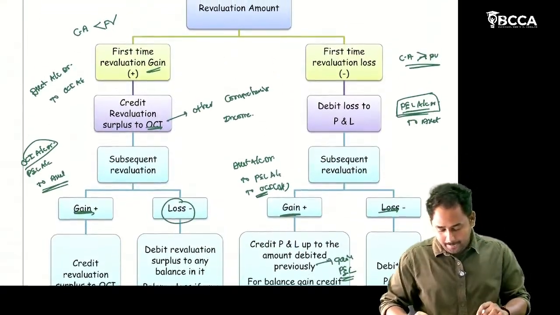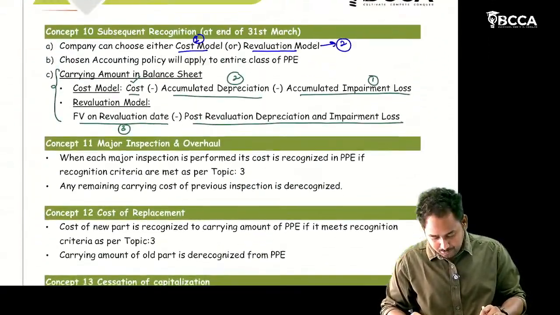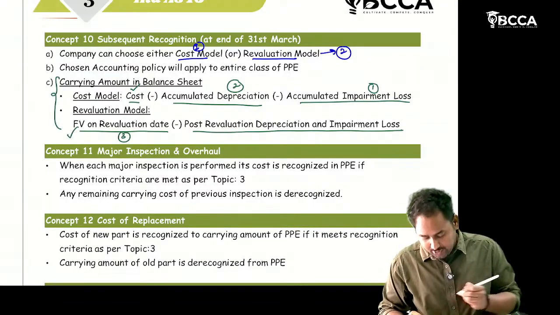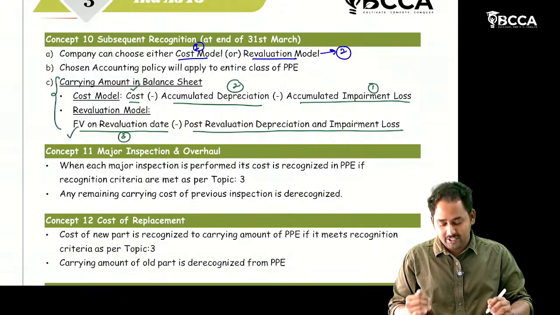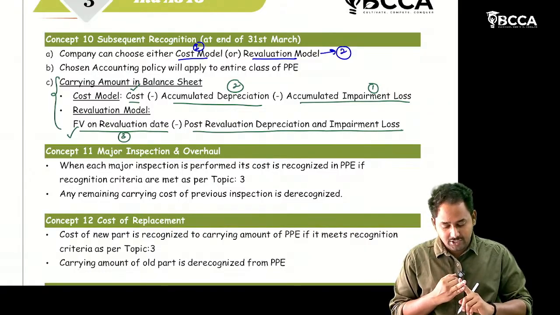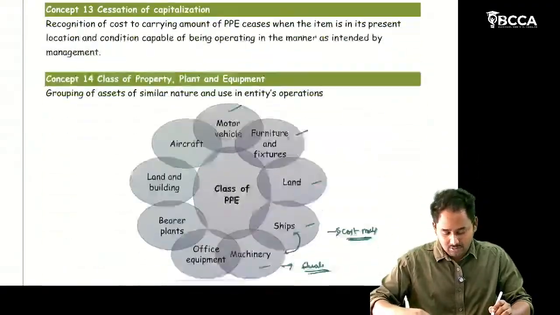So let's see. Okay, then what is the second aspect? We had a discussion on fair value and revaluation. So we have completed the cost and fair value discussion. Next, depreciation. So what is depreciation?